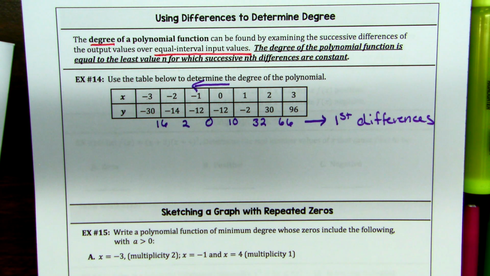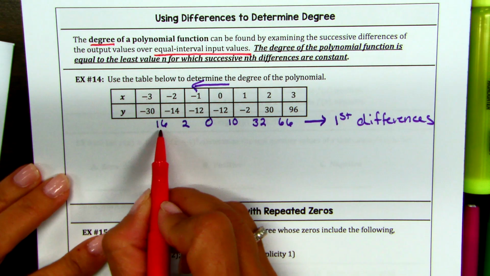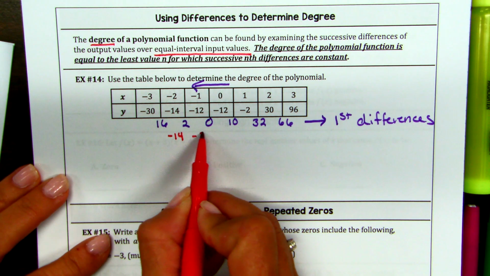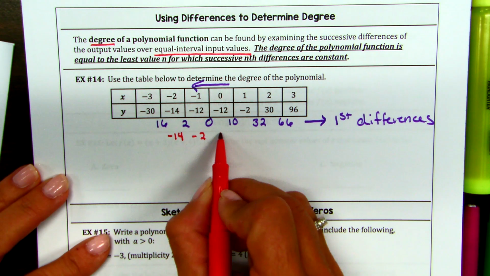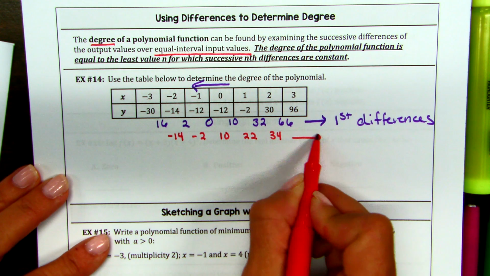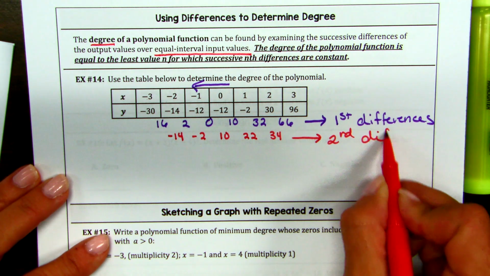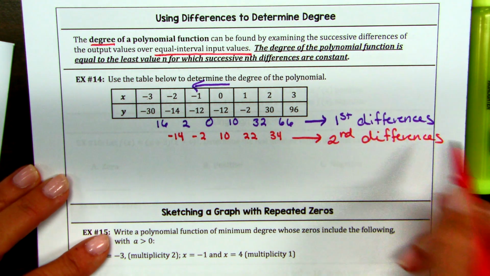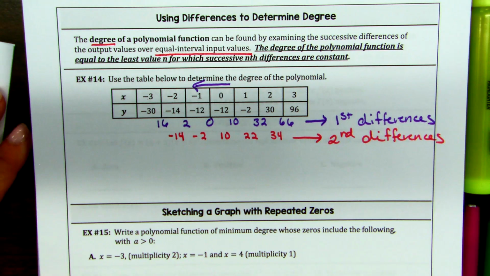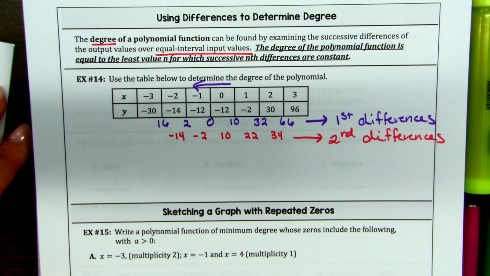We're going to go on to our second differences. Same thing, 2 minus 16. I'm going to put my answer right in between. 0 minus 2, 10 minus 0, and so on. Steal my answers. Those are all different answers. So this is not a degree 2, which is known as quadratic, okay? They would all have to be the same, also known as constant, that word constant, okay?